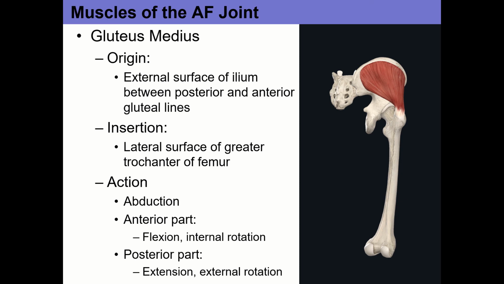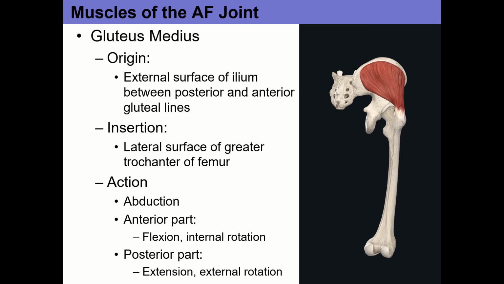So in terms of actions, glute medius is primarily an abductor of the hip, so it brings the leg out to the side. And then if you divide it into anterior fibers and posterior fibers, the anterior fibers do something a little bit different than the posterior fibers. The anterior fibers are flexors and internal rotators. The posterior fibers are extensors and external rotators. So anterior fibers are flexors, internal rotators; posterior fibers are extensors, external rotators.